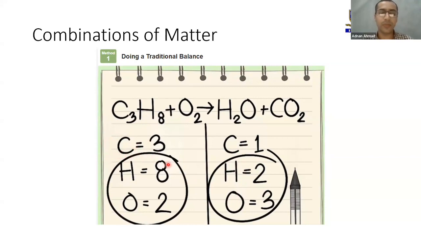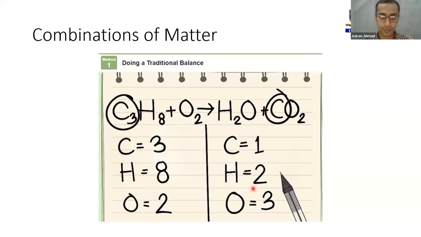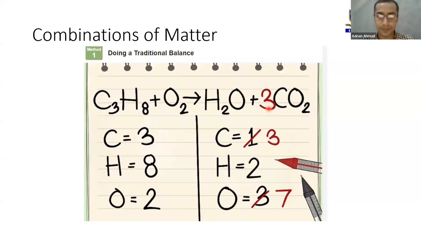So you can see that, let's start with hydrogens and oxygens, okay? So you encircle, so you have 3 carbons here and you have 1 carbon here. So what will you do to change this carbon from 1 to 3? So you put 3 here, okay? You can write 3 behind this carbon as a coefficient. So what will happen? You will balance the carbon on the left-hand side and right-hand side like this, okay?